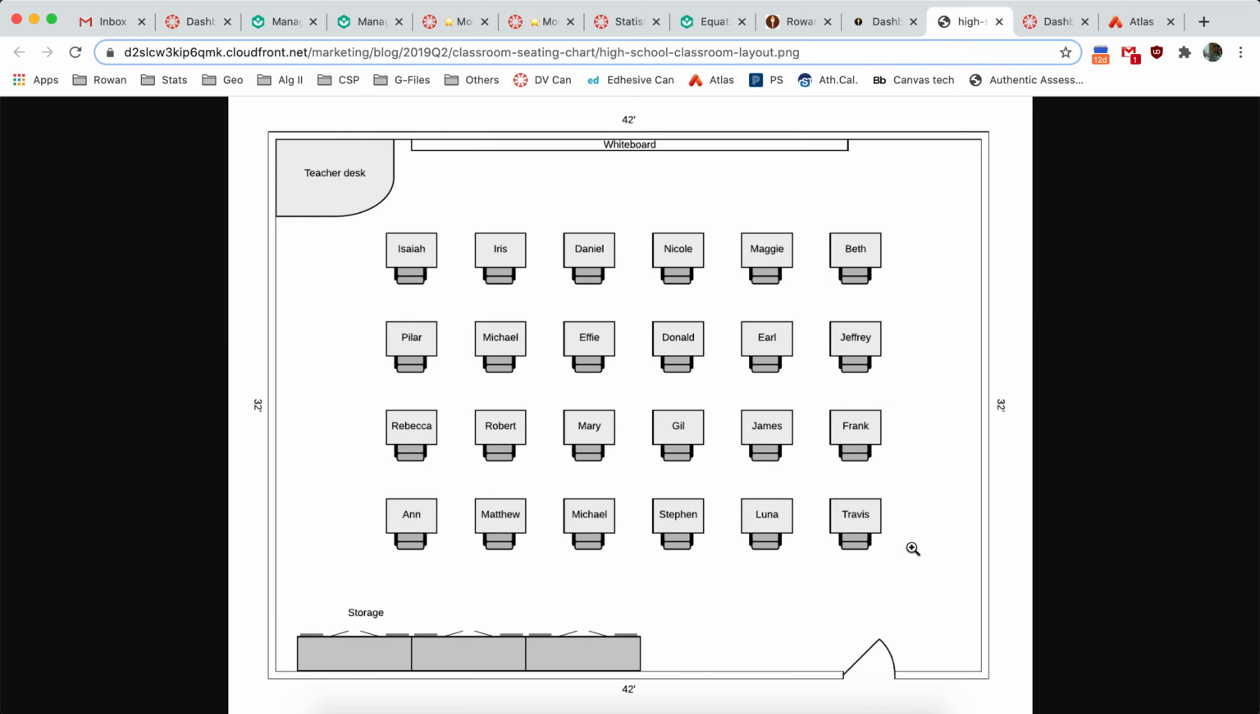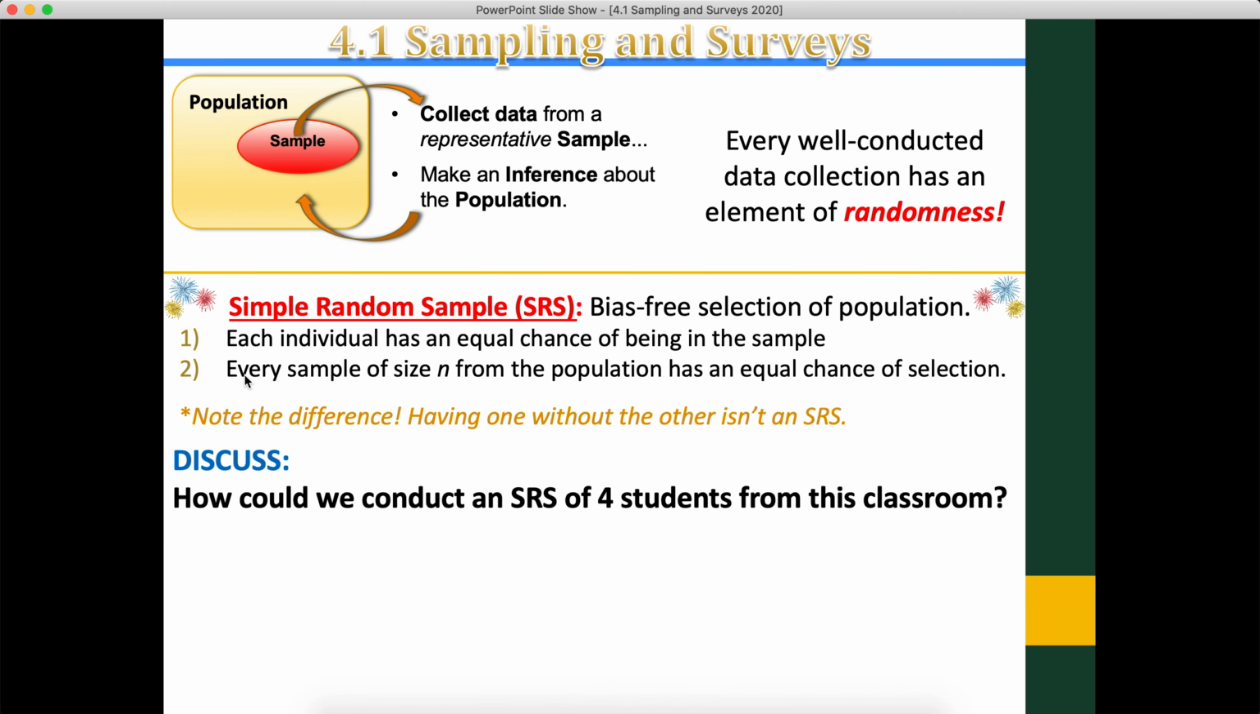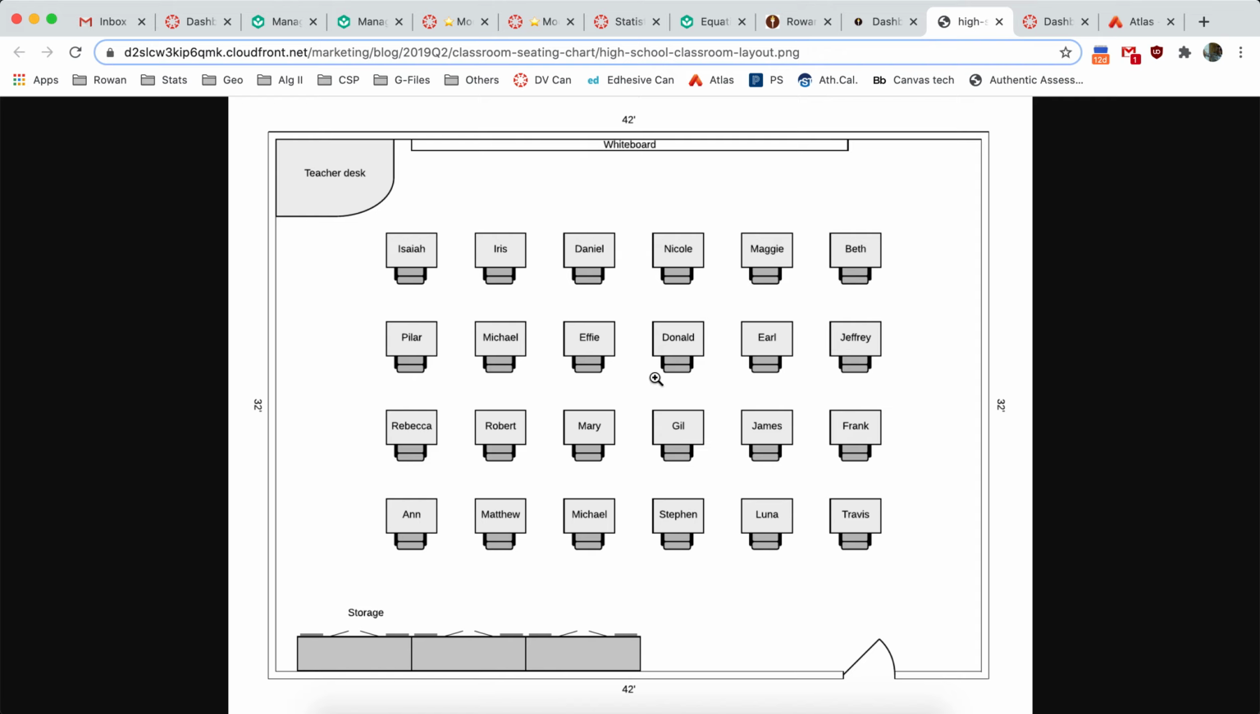Well, you can make a case that there's randomness there. Really, everyone in this room had a 1 in 6 chance of being selected for this endeavor, but this is still not a simple random sample. Again, a simple random sample's thing number 2 says that every sample of size n from the population has an equal chance of selection. So if I'm talking about samples of size 4, what is the probability that I get a sample of Iris, Effie, Matthew, and Anne? Given the method that I just used, 0. There's a 0% chance that I'll get that group because they are all in different columns. So my method, it may not matter how effective it is, it's not a simple random sample.